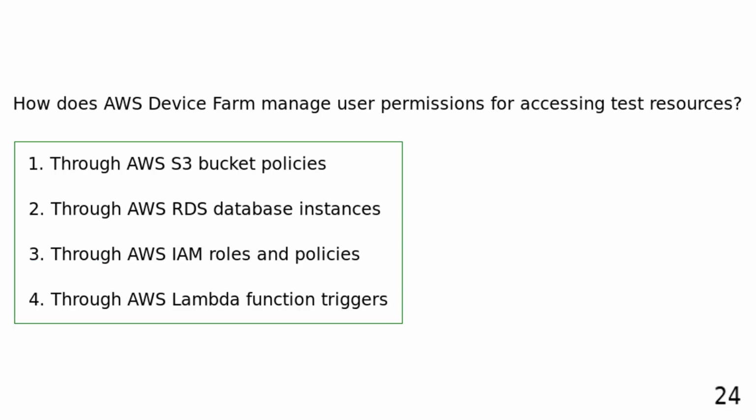How does AWS Device Farm manage user permissions for accessing test resources? Through AWS S3 bucket policies. Through AWS RDS database instances. Through AWS IAM roles and policies. Through AWS Lambda function triggers.